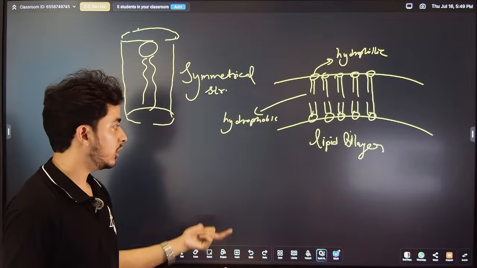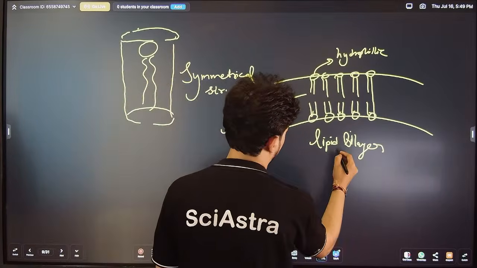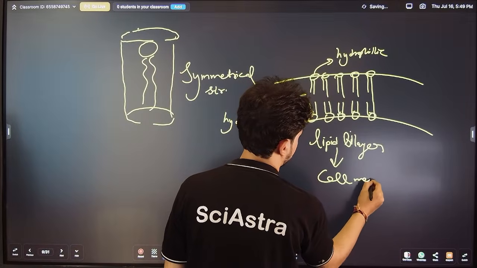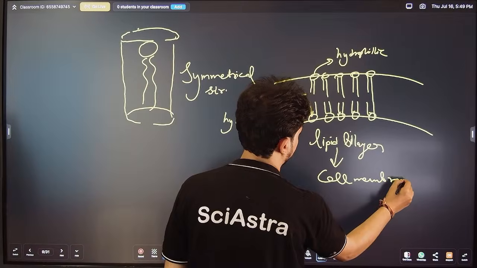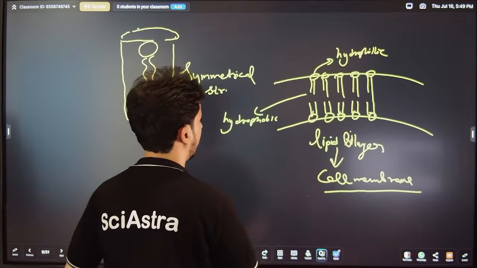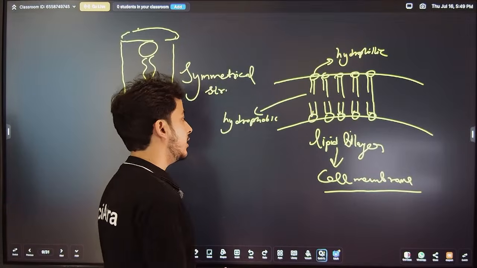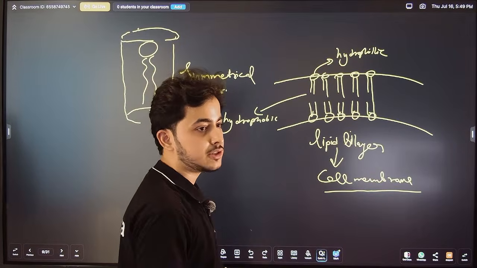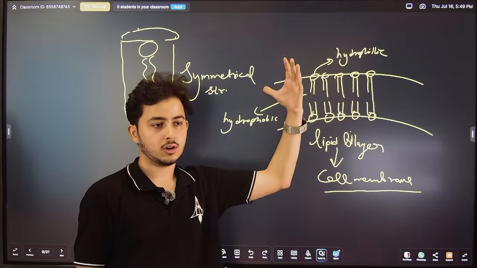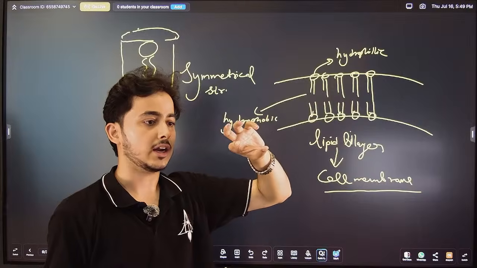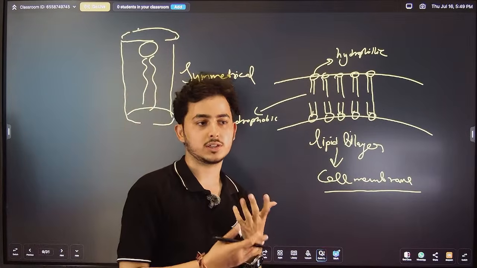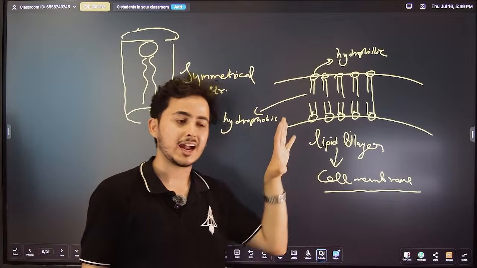So this is how the lipid bilayer is formed, and this lipid bilayer is present as your cell membrane. That is the membrane of that compartment that we saw, right? So that is how basically all these things happen. And in solutions, as you know, the hydrophobic part will be pointing towards the inside, and the hydrophilic part will be pointing towards the outside region, so that it can interact with water.